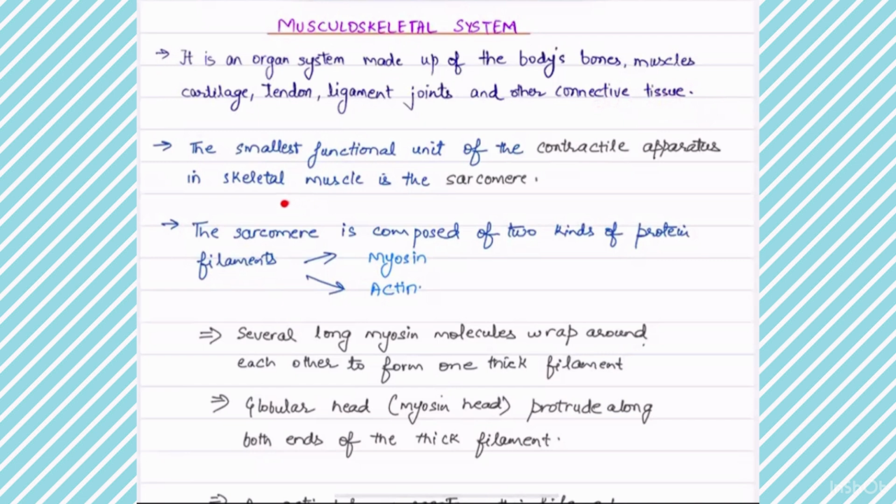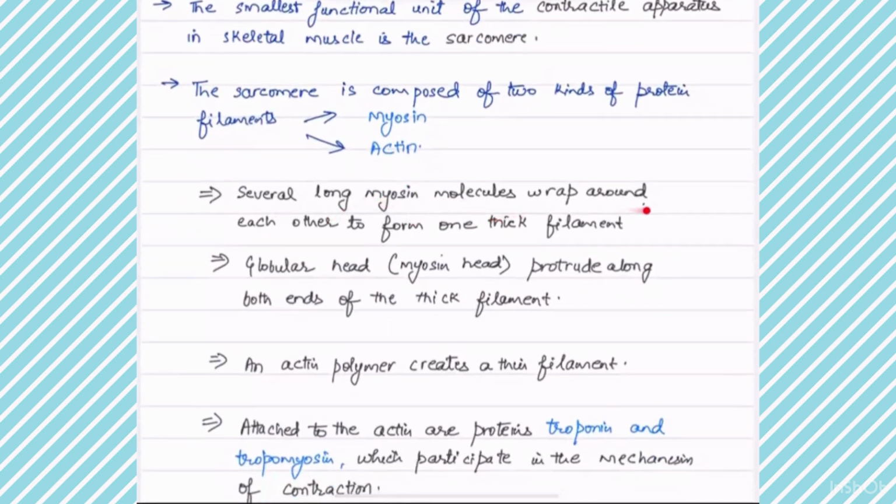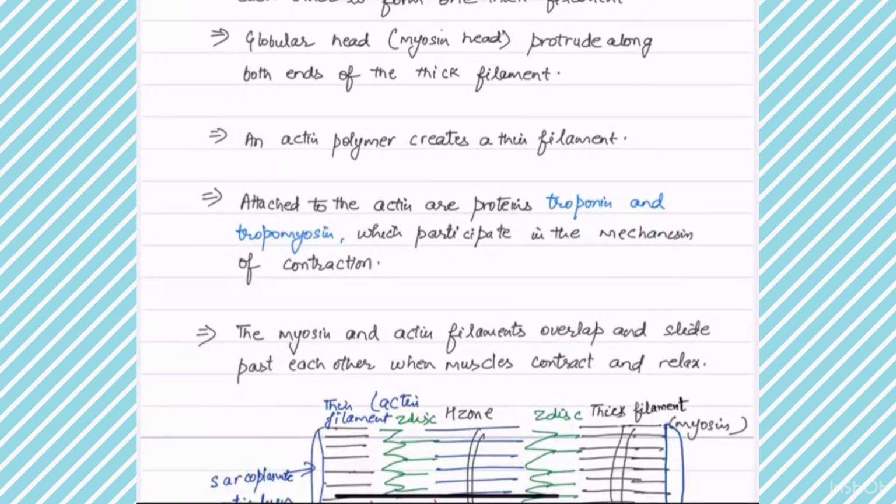So the skeletal muscle has the sarcomere. The smallest functional unit of the contractile apparatus in the skeletal muscle is the sarcomere, which is composed of two kinds of proteins, myosin and actin. Several long myosin molecules wrap around each other to form one thick filament. Globular heads, which are the myosin heads, protrude along both ends of the thick filament. An actin polymer creates a thin filament, and attached to the actin are the proteins troponin and tropomyosin, which participate in the mechanism of contraction.